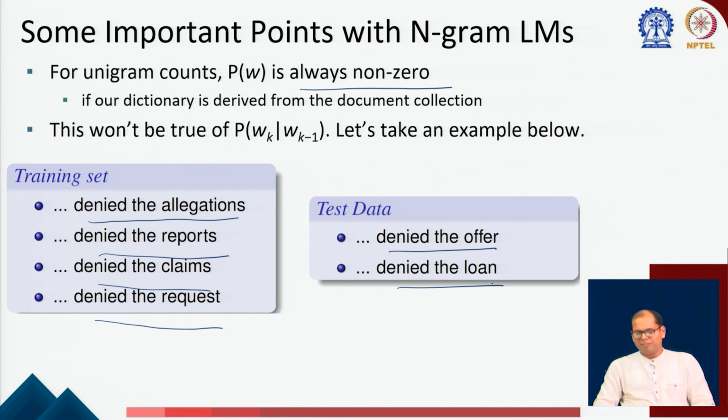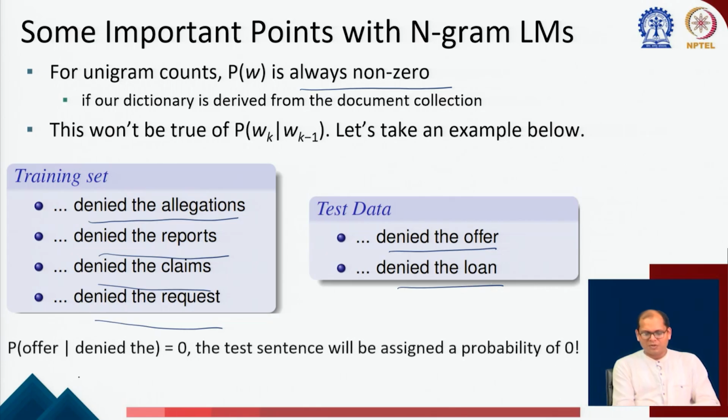So, what would happen immediately? You have to find the probability of offer given denied the, as a trigram language model. Because you have never seen this in your training data, you will give it a probability of 0, which may still be okay standing alone, but this can be part of a larger sentence where you have seen the other words and phrases many times. Because you are multiplying probabilities, even if one of them becomes 0, the entire sentence will have a probability of 0. So, this 0 probability always creates a problem.